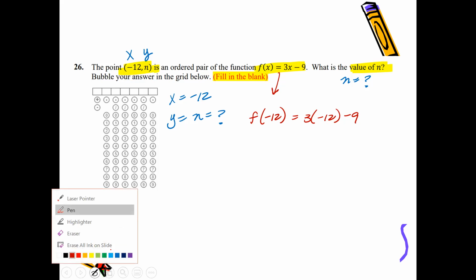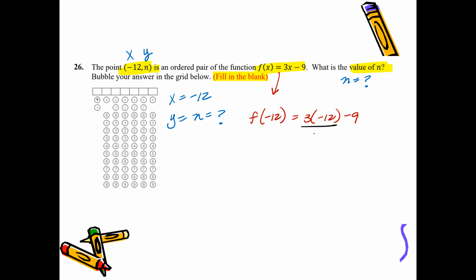All right, so let's go ahead and multiply this out, you guys. You guys can do this. 3 times negative 12. Again, you can use your calculator. Minus 9. There's your answer. So if I'm going to go ahead and write this up here, I'm going to put negative.